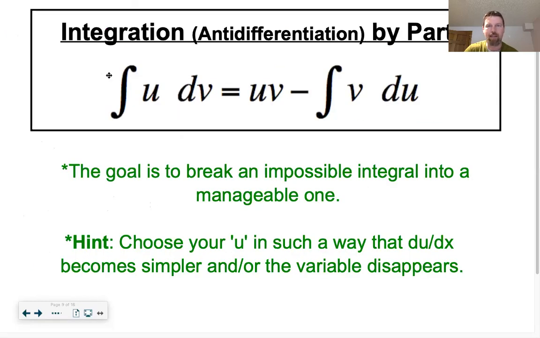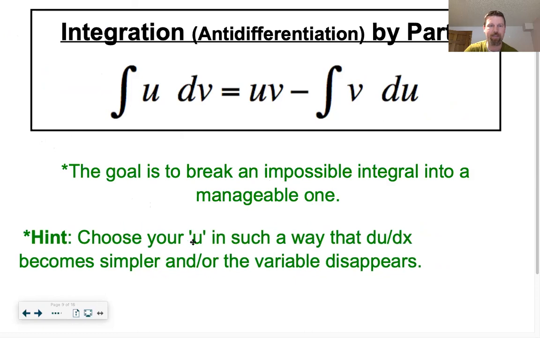So integration by parts, the goal is to break an impossible integral into a more manageable one. Big hint here: choose your u in such a way that du dx becomes simpler and/or that the variable disappears altogether.